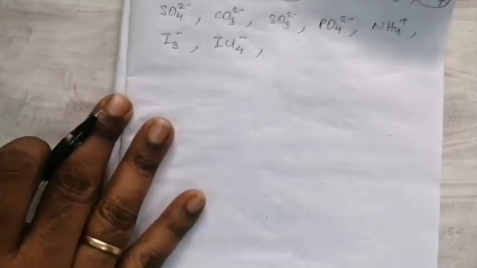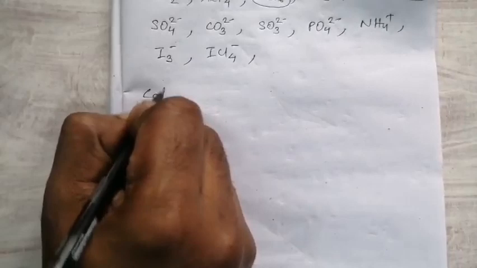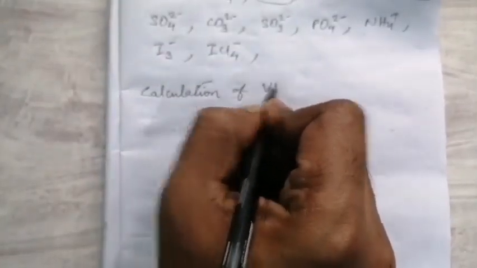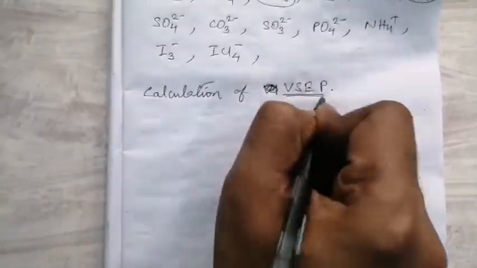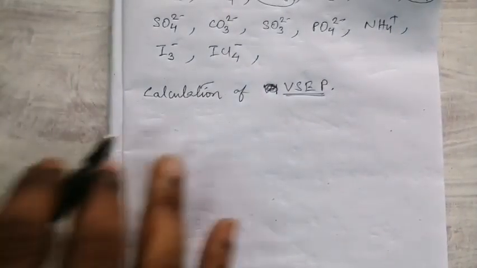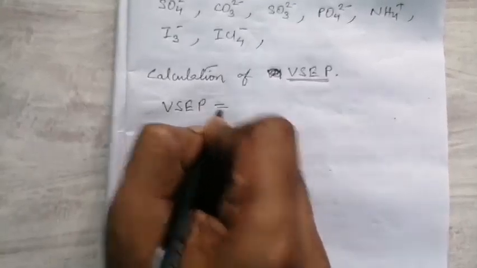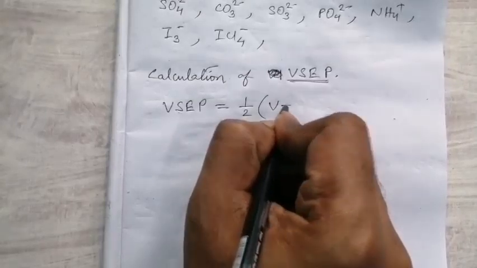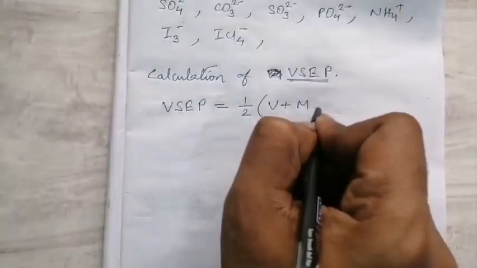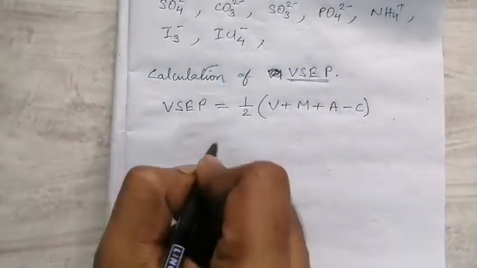Now, how to calculate the number of valence shell electron pair? So what we are going to calculate? Valence shell electron pair. So it is VSEP, valence shell electron pair. It is calculated as half into V plus M plus A minus C.